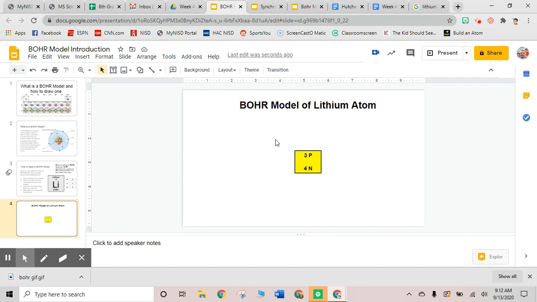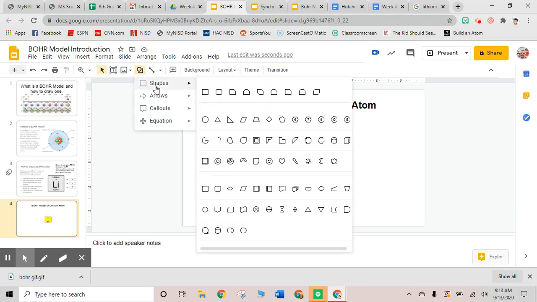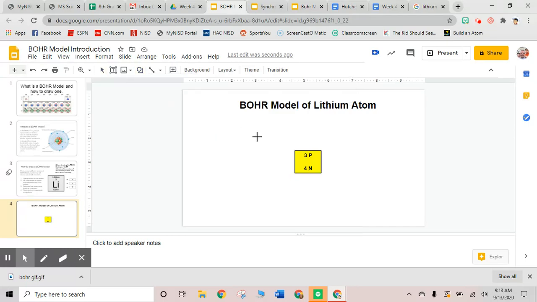And then after that, now we have to draw our energy levels. Again, we'll get into more specifics of this later, but the first energy level can only hold 2 electrons. Now we have to put 3 around lithium, so I'll show you how we do that. In order to draw an energy level around the nucleus, you go up here to the shape tool and choose a circle. Then you start it up here in the corner and draw the circle around the box like this.